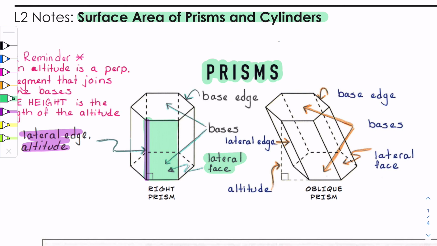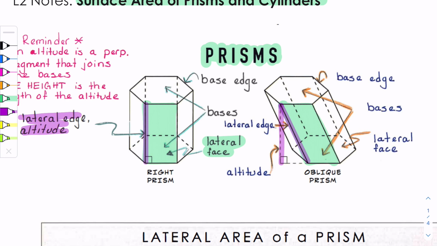Okay, if we switch and we look at an oblique prism, everything remains the same. You have your bases, you have your base edge, you have your lateral face. Now the one thing that differs is the lateral edge, which is still the edge of the figure, versus the actual altitude, which is the height of the figure. The altitude is the distance between the bottom and the top base, or the distance between the bases.